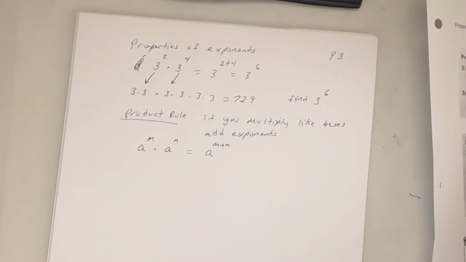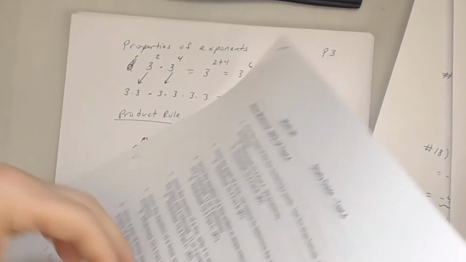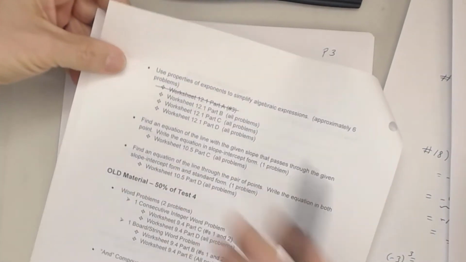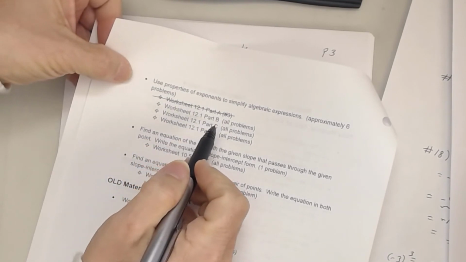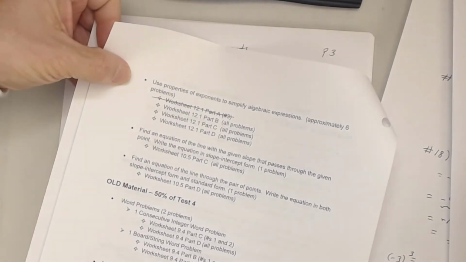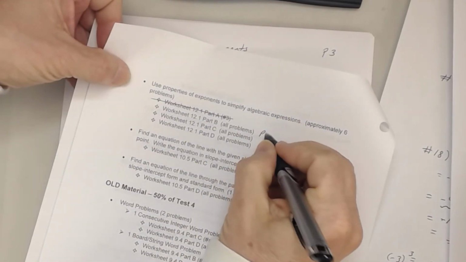So if you look at your study guide, that's going to be on that second page right here that I told you to cross this out. That's going to be 12.1 Part B. So 12.1 Part B is the one that deals with the product rule. Okay? It's a simple rule to use. But that's going to be your product rule right here. That's the product rule.